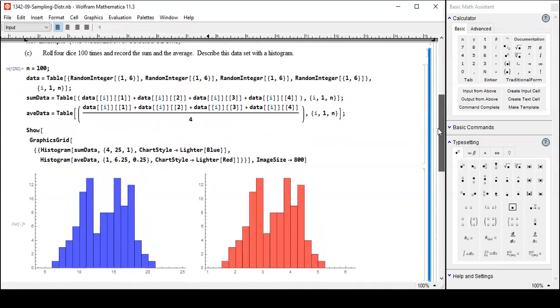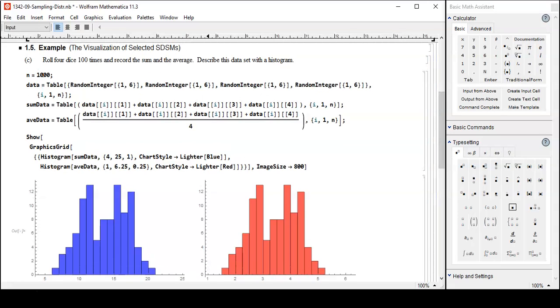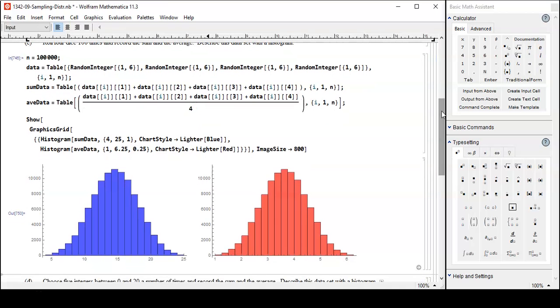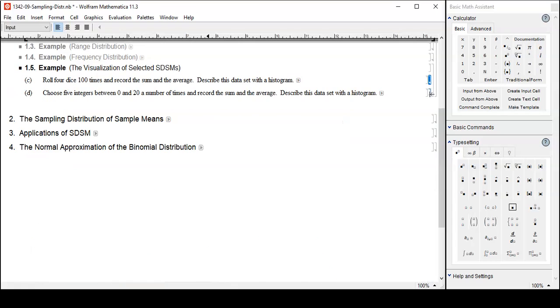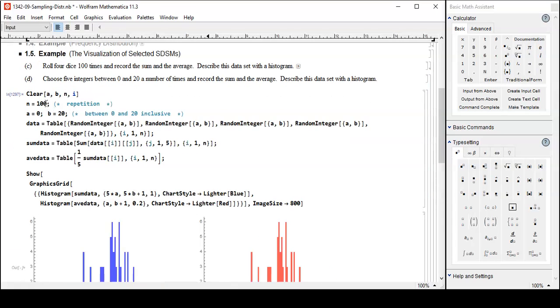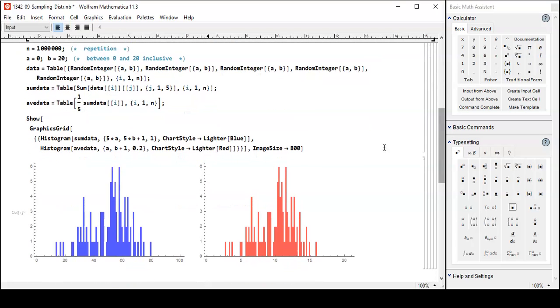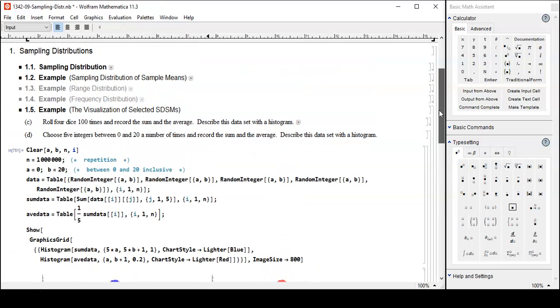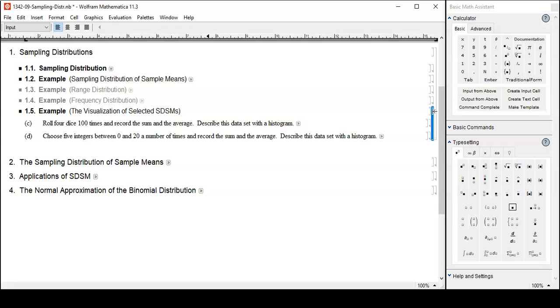Here they don't really look normal, but if I increase the number of repetitions, you can clearly see the normal pattern forming for the sum and also for the means. And this one too. Right now, with just 100 repetitions, you don't see any pattern formation, but with 1 million repetitions, you're going to see a nice normal picture developing. So what's the conclusion here?